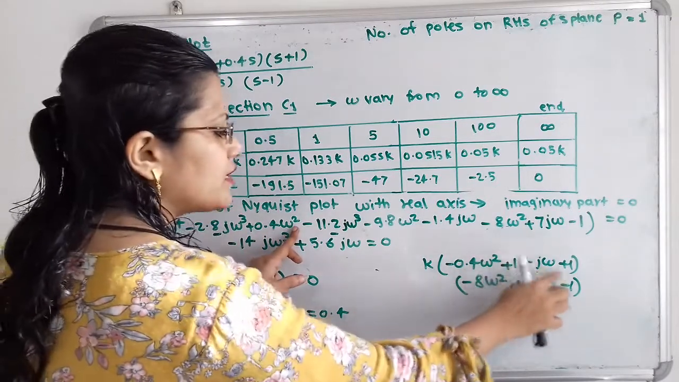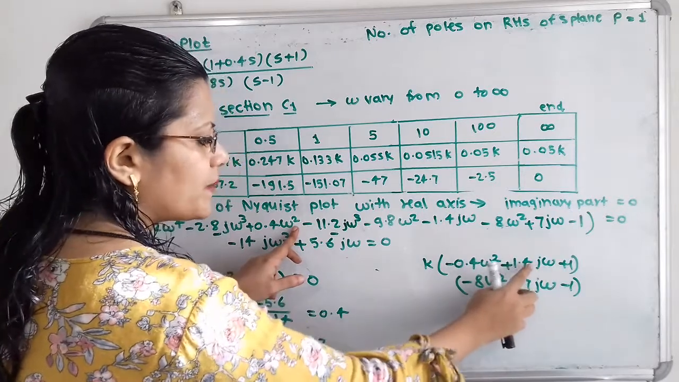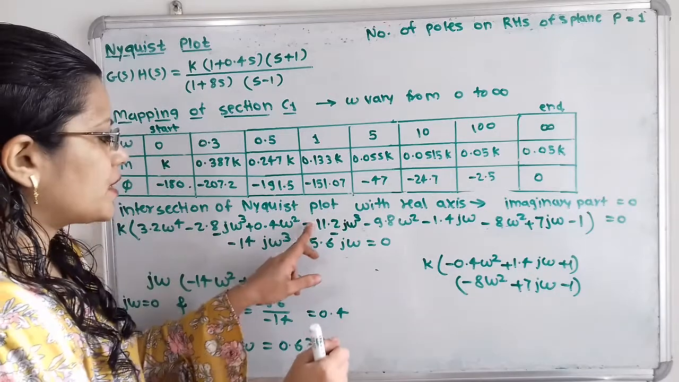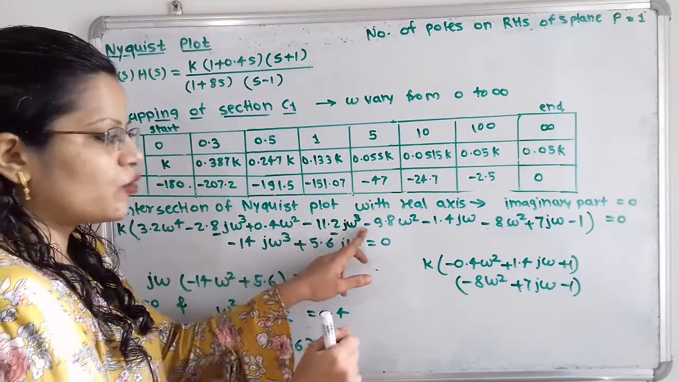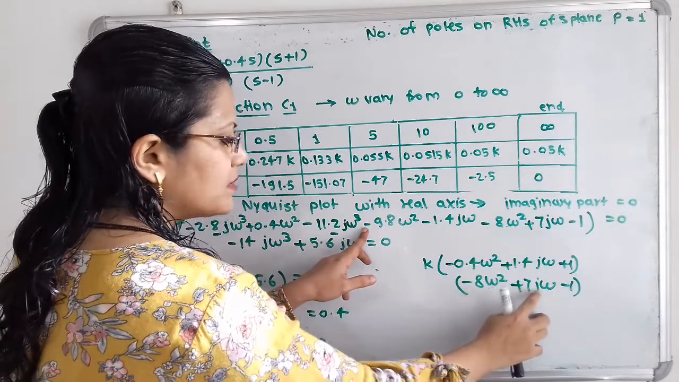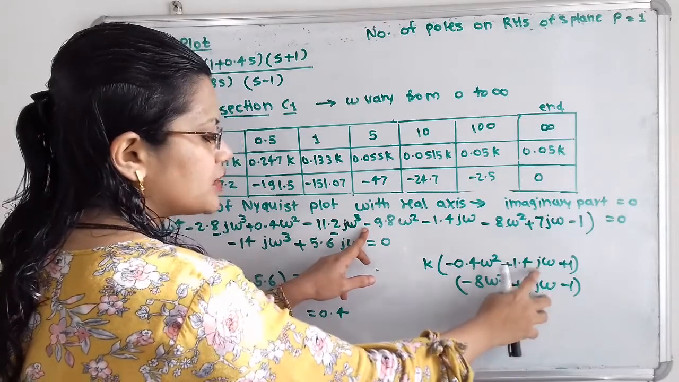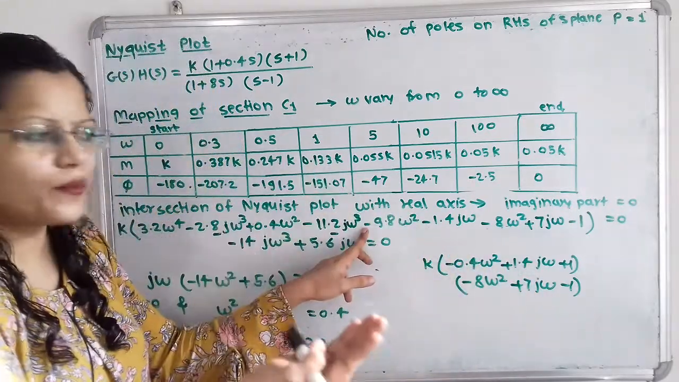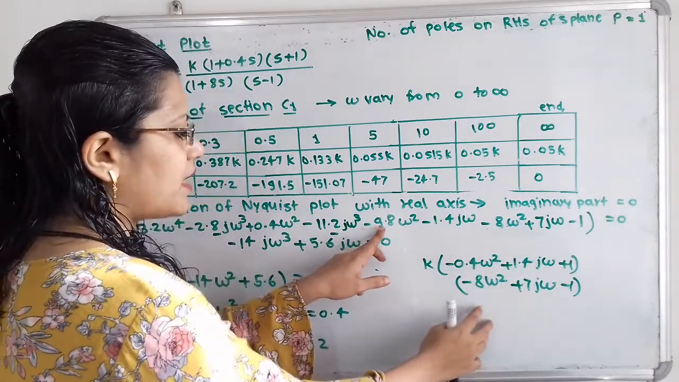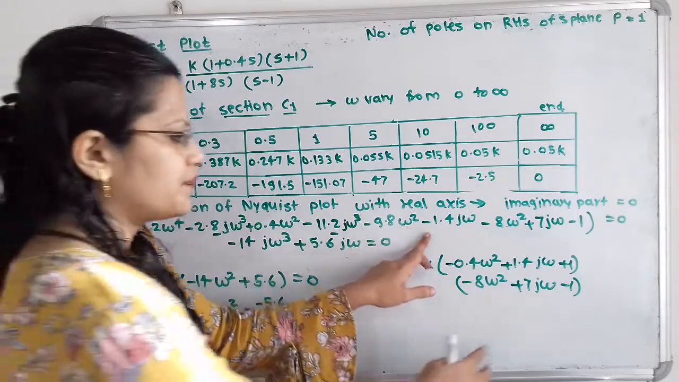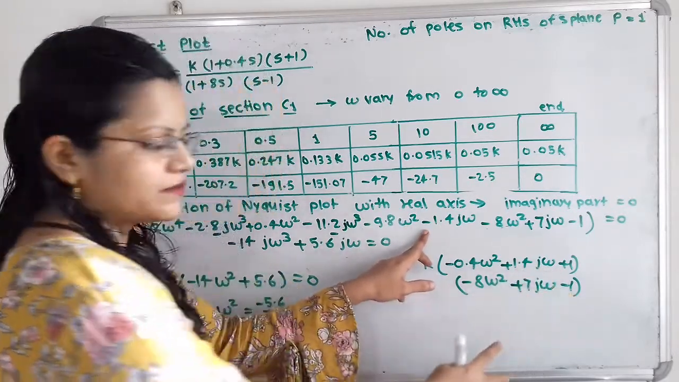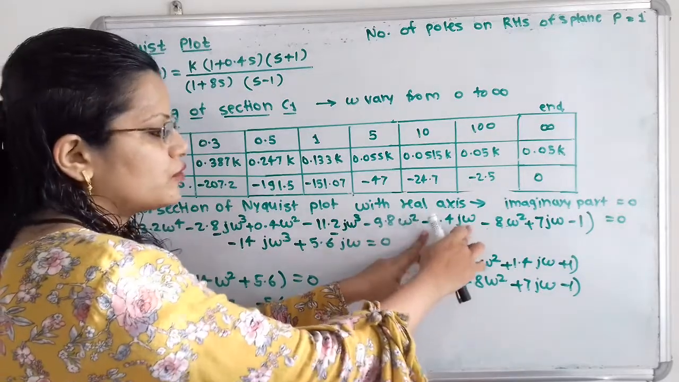Then we will move to the next term. So 1.4 j omega multiplied by minus 8 omega square gives minus 11.2 j omega cube. Then 1.4 j omega multiplied by 7 j omega gives j square omega square, and for this j square we will use minus, so 9.8 omega square becomes negative. Then again 1.4 j omega multiplied by minus 1 gives minus 1.4 j omega.